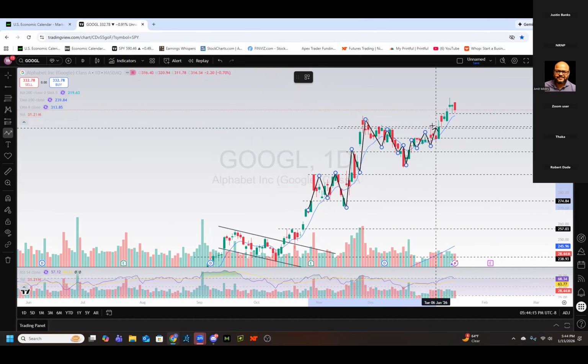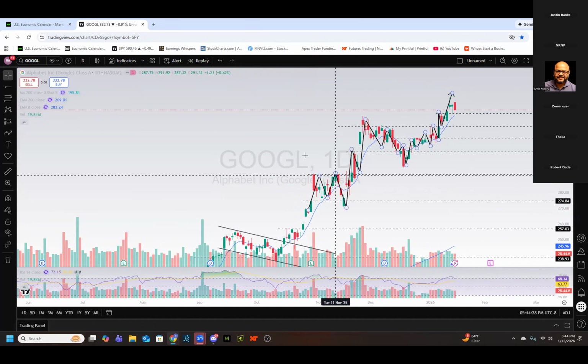But you can see, where are the sellers in control, right? Would we all agree that the sellers are in control in this 322 area? Well, we broke out of it, and then we back tested it. That's when we got in, and then we ripped higher. It happened multiple times. Structure, breakout, retest, go.